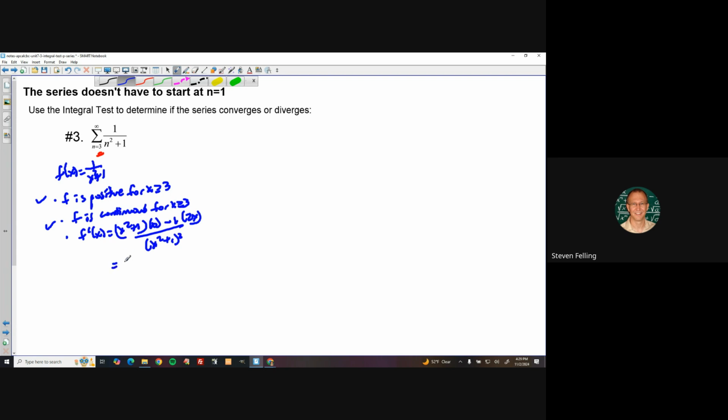Which turns out to be negative 2x over (x squared plus 1) squared, which is less than 0 for x greater than or equal to 3, and that means we can say F is decreasing. And therefore, the integral test applies. And since the integral test applies, we can now use it.